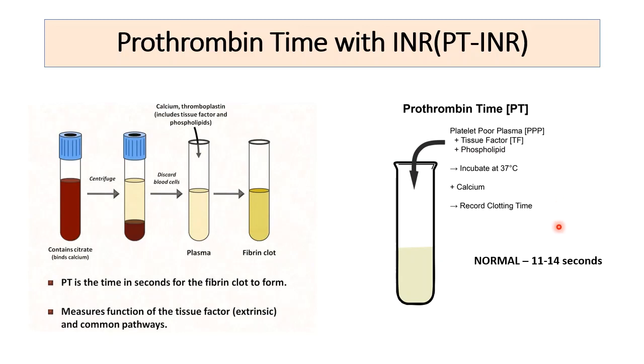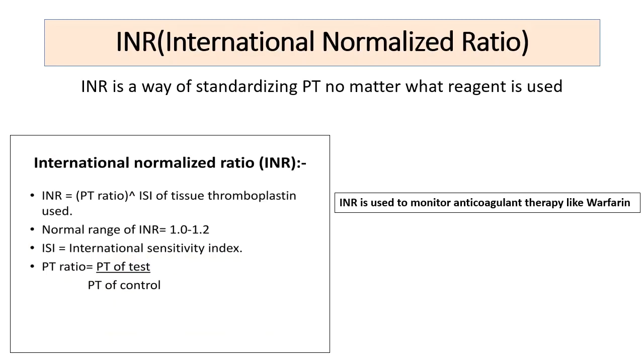A normal prothrombin time is 11 to 14 seconds. Your INR is your international normalized ratio, which is a way of standardizing the PT no matter what reagent is used. In the sense, to make it uniform across all the thromboplastin reagents that are used, INR is a better form of reporting. INR is nothing but PT ratio to the power ISI of the tissue thromboplastin that is used. Its normal range is 1 to 1.2.